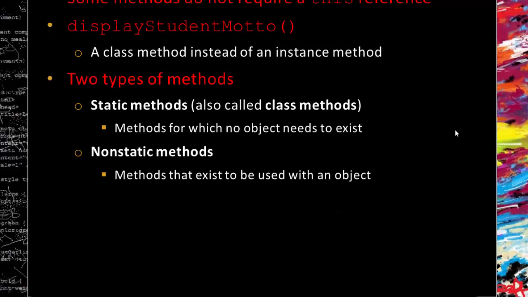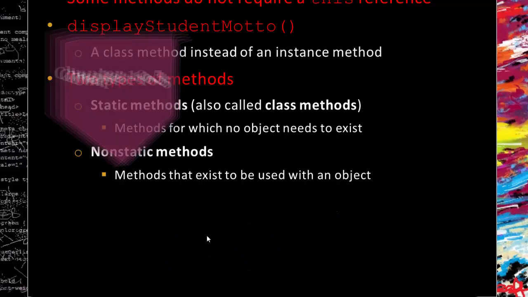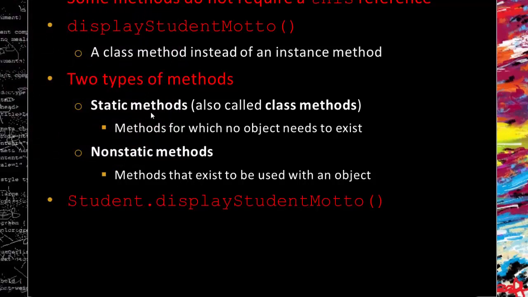Non-static methods are simple methods that exist to be used with an object. You're quite familiar with non-static methods, such as when we were going oneSophomore dot setGradePointAverage. That would be a non-static method. But how would we actually use a static method? Well, that's pretty simple. Our static method here is simply called with Student dot displayStudentMotto.